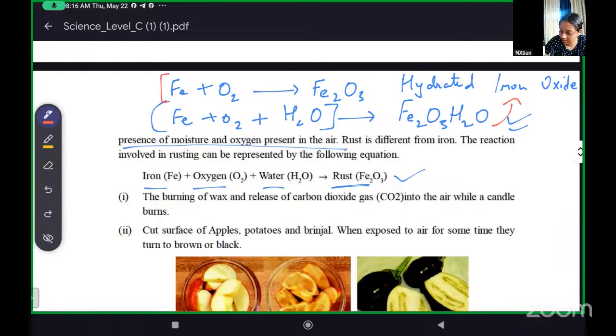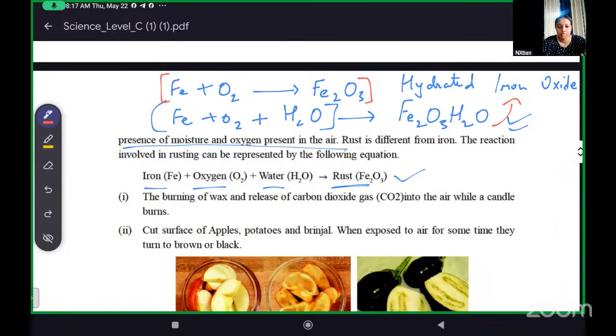Ma'am, what's the difference between that one and that one? Just that this one contains hydrogen and the other one doesn't. Difference between what, Abraham? The first equation doesn't contain hydrogen. The second equation does contain hydrogen. So, ma'am, what rust are we talking about?